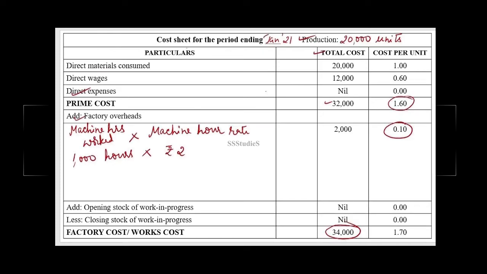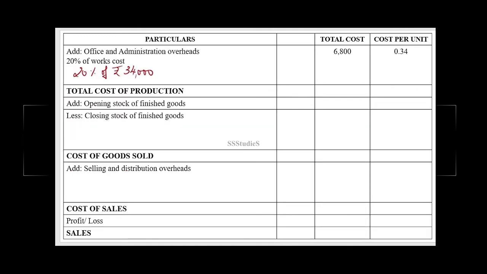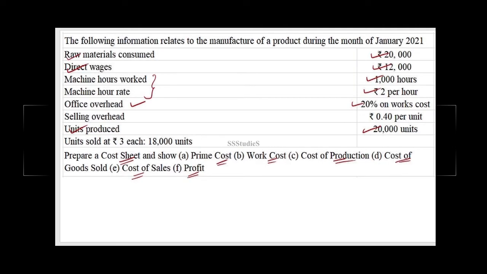Total cost of production will be factory cost 34,000 rupees plus the office and administration overhead 6,800. So that comes to 40,800. So per unit cost will be 40,800 divided by 20,000 units. That comes to 2.04. So to the total cost of production, we should add opening stock of finished goods and deduct closing stock of finished goods. Let us see whether this information is available. Now, opening stock of finished goods is not given in the problem. As such, it is nil.